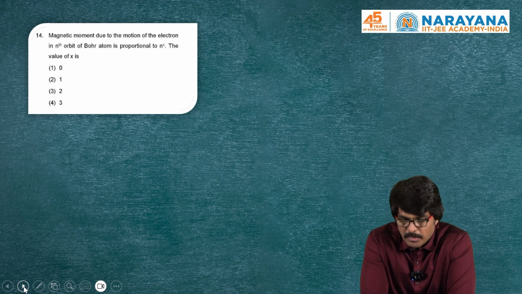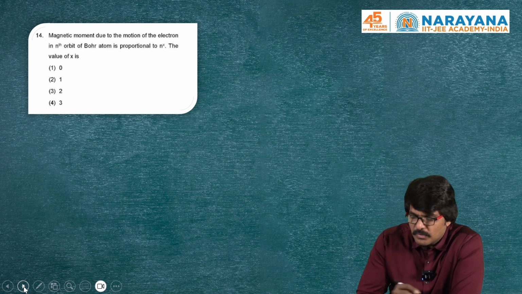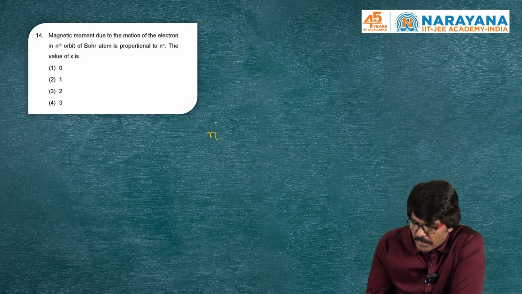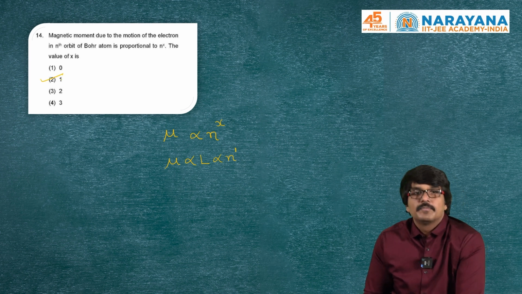Next one, the magnetic moment due to the motion of an electron in the nth orbit of a Bohr atom is proportional to n power x. Of course, he is talking about magnetic moment. In fact, magnetic moment is directly proportional to angular momentum, and angular momentum is directly proportional to n. So obviously here n power x, so x must be 1. So the answer will be 1.